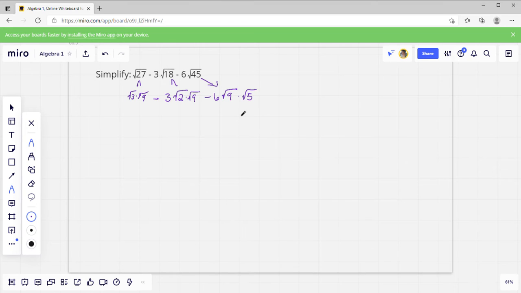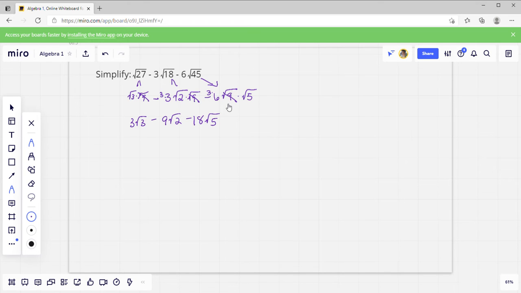Alright, now we're going to pull these out. So that would be a 3 times the square root of 3. Square root of 9 is 3, so we've got to multiply it times that 3. 3 times 3 is 9 times the square root of 2. And that one's going to be a 3, so we multiply it times the 6. 3 times 6 is 18 times the square root of 5.